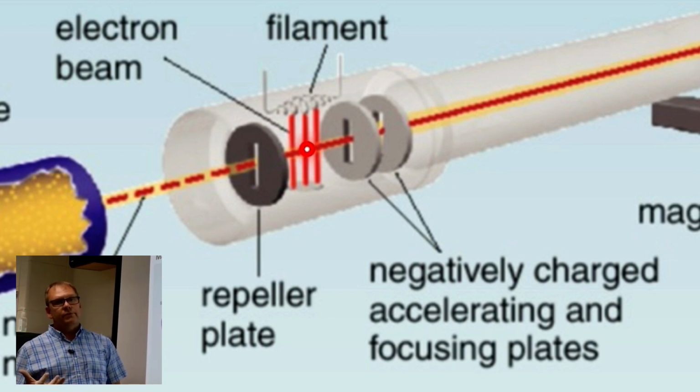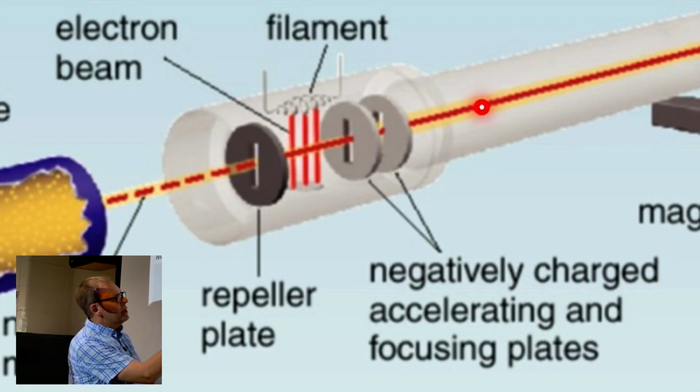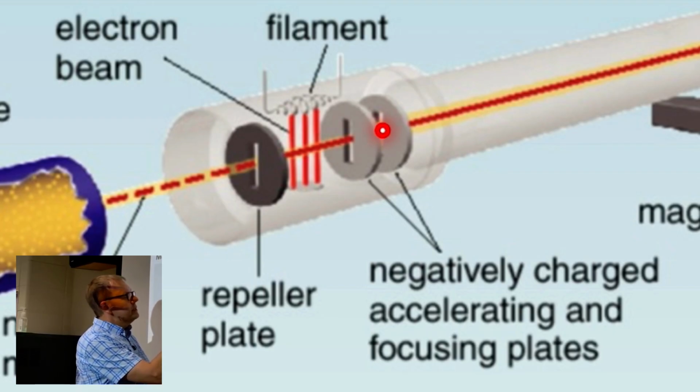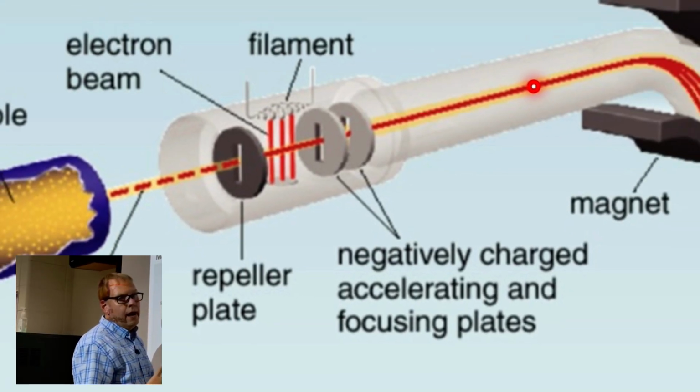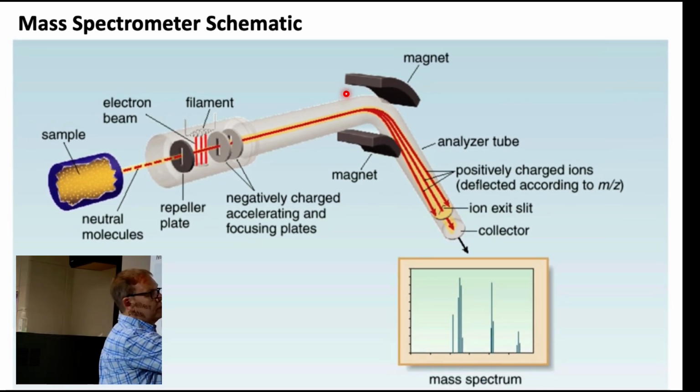Once they're positively charged, they can be moved around with these plates and electromagnetic fields. So a positive molecule, a cation, would get repelled by the repeller plate and want to move down the tube in that direction towards the negatively charged accelerating plates. These ions, these cations, fly through the slits in these plates and end up going down the tube at high velocity.